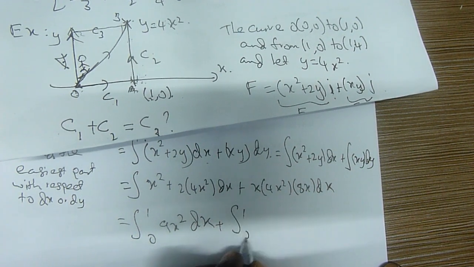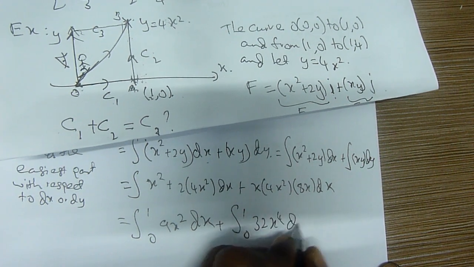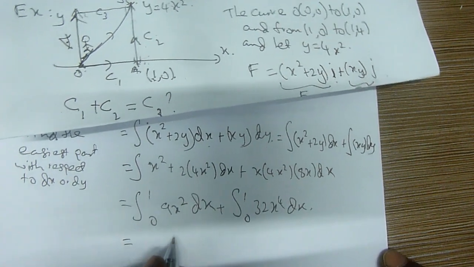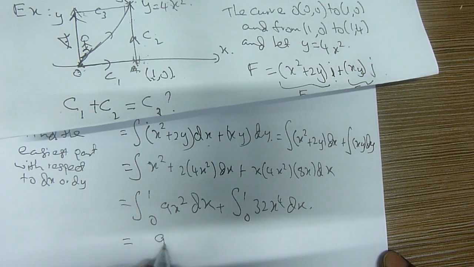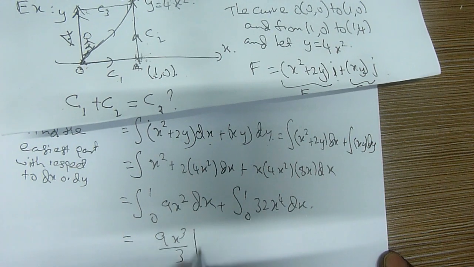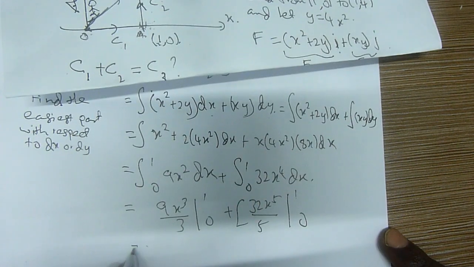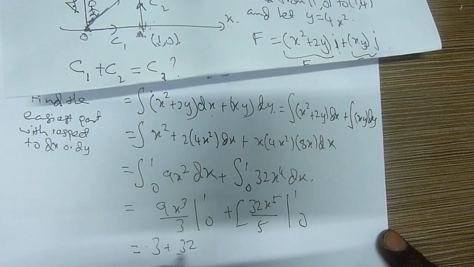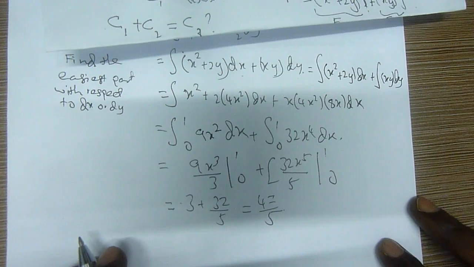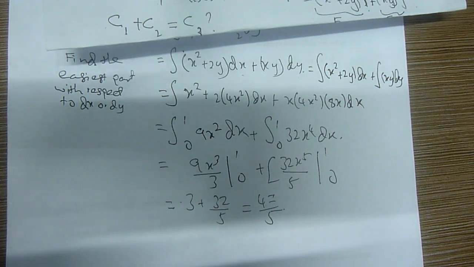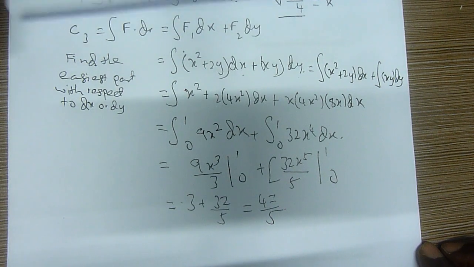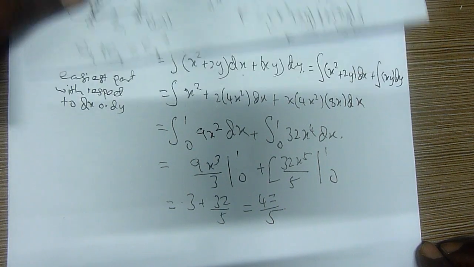Okay, that is 32x^4 dx. Therefore in total we get this one: 9x^3 over 3, plus 32x^5 over 5. This will give us 10, therefore we get 32.5 and in total 47.5. Therefore this equation here is giving a kind of shadow here.